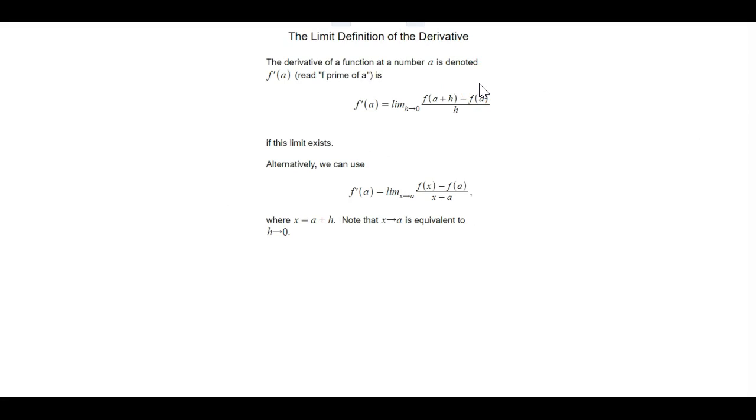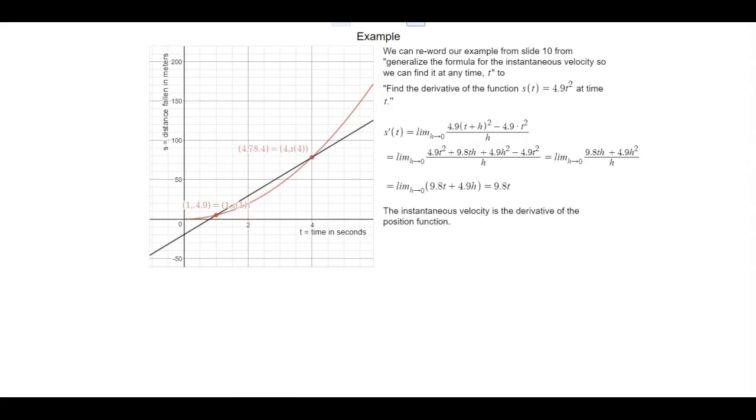So here's the official definition of the derivative. This notation is read f prime of a, and it's the limit as h approaches 0 of this difference quotient, which we've seen again and again. And if the limit exists, we say the derivative exists. It's differentiable there is the terminology. Alternatively, we can use this other difference quotient. This is kind of more like the average rate of change formula. So we can use both of those formats.